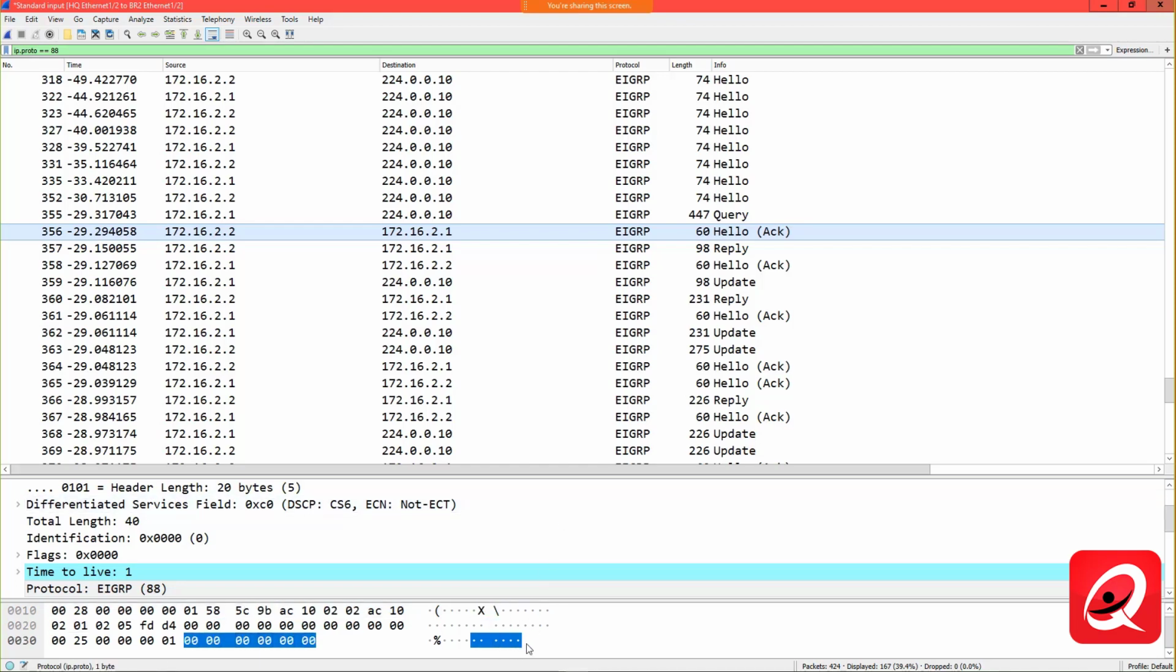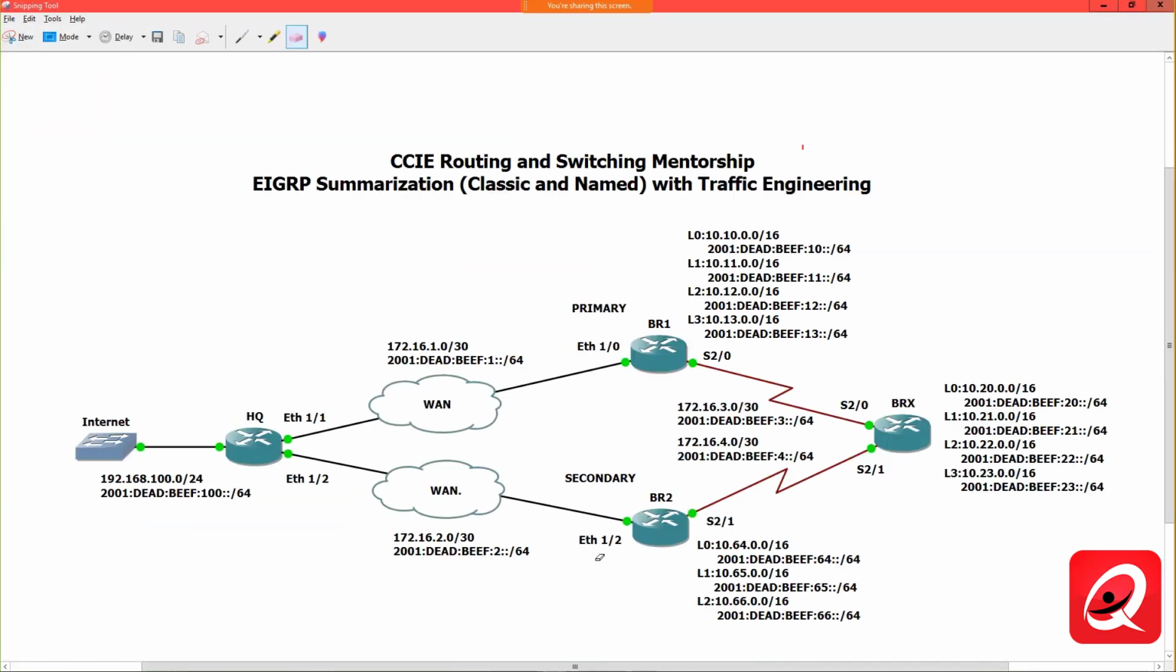All right. Here's the other situation about the query process that's really important to understand. If this router queries its peer, then this router is going to query its peer.